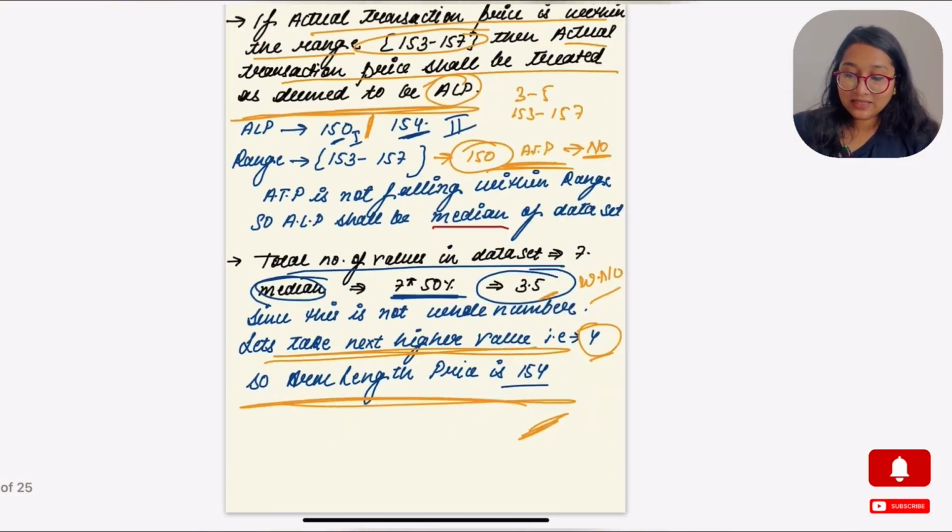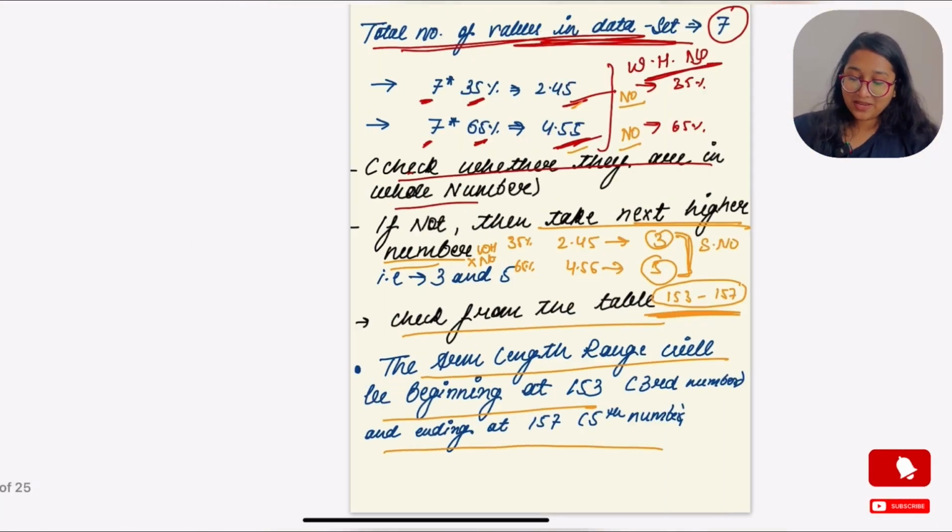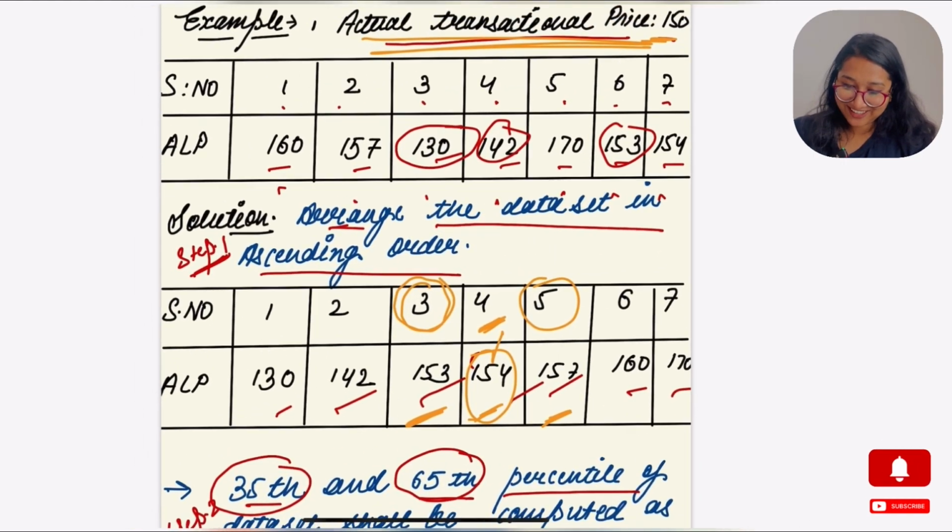Is this part clear? Let's make it clearer. Things come like this: if I have more than 6 arm length prices, then I have to make them in ascending form. Second, we have to take the 35% and 65%. If 35% and 65% of the total value of data is not a whole number and comes in decimal, we have to round off and go to the higher value.